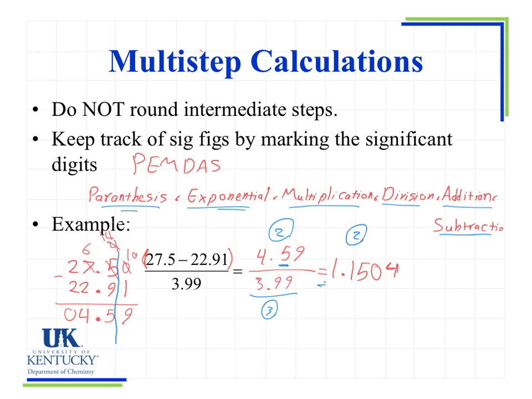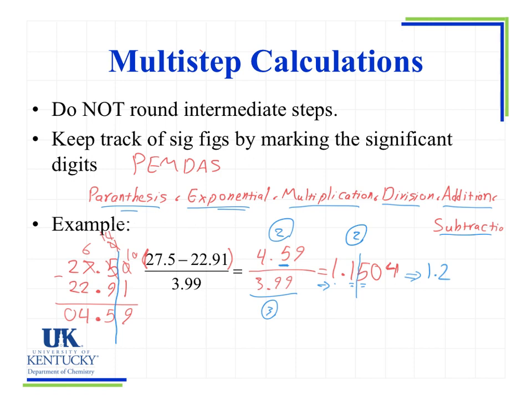So we start counting from the first non-zero digit from the left. So it's 1 and 2, so we have to cut it from here. Since the next number is 5, we have to round up. Okay, therefore the result is 1.2.